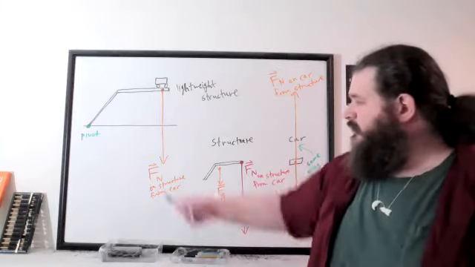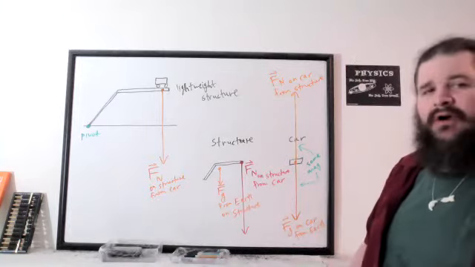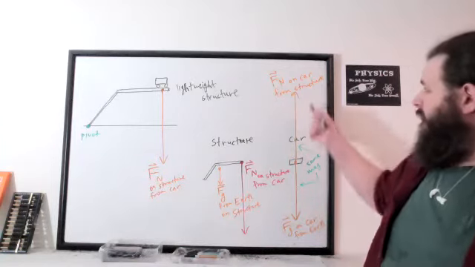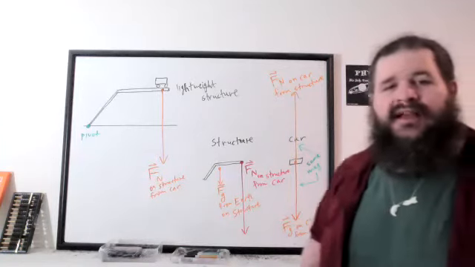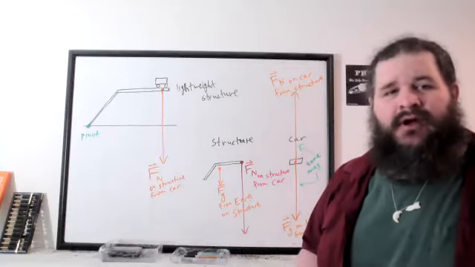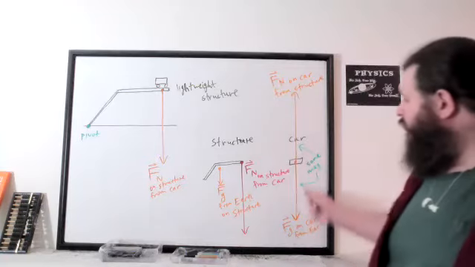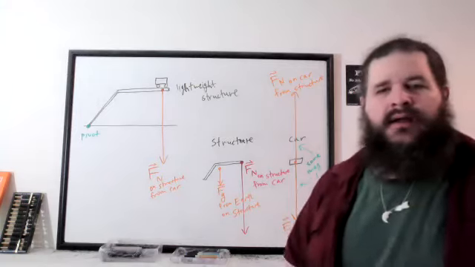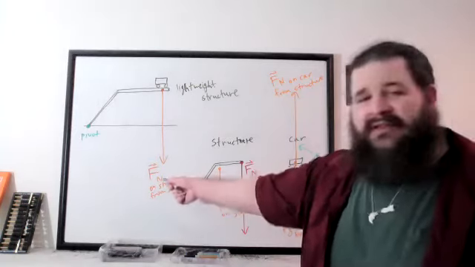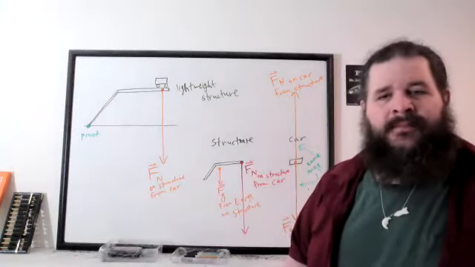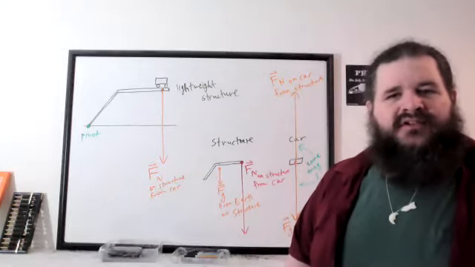In fact, the normal force on the structure from the car doesn't even have to be the same as the force of gravity on the car. It just happens to be the same because we know the car is not accelerating, and therefore these forces have to balance each other out. If there was acceleration, though, this would not be the same as the weight of the car. Any other questions on that so far?